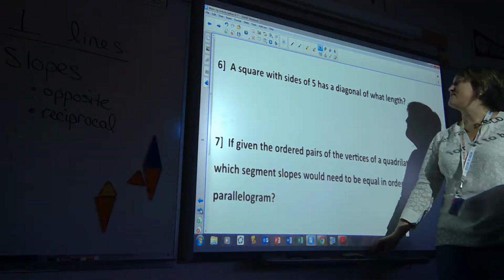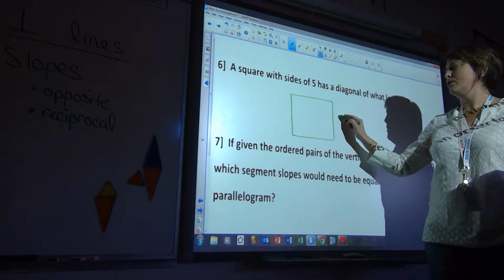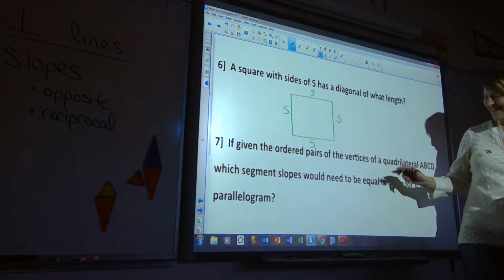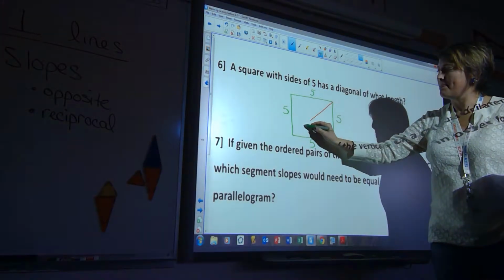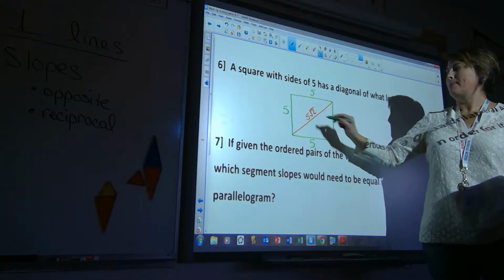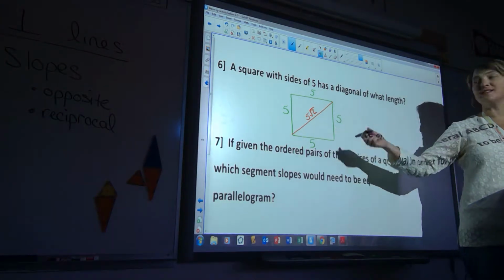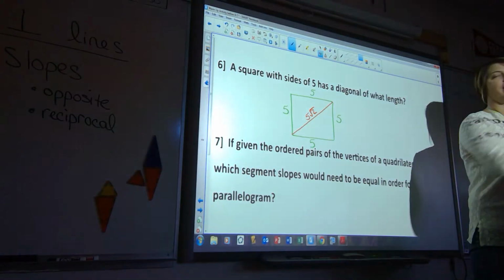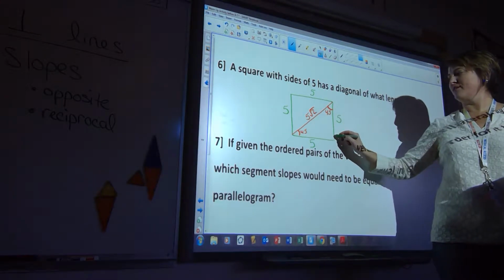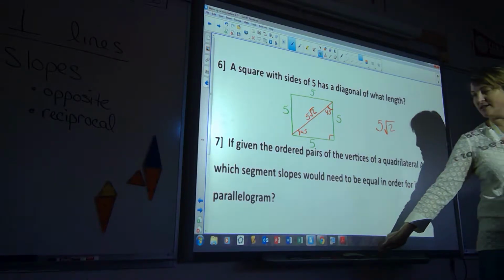A square with sides of 5 has a diagonal of what length? Oh, we really are having a case of the Fridays, aren't we? Let's find our diagonal. 5 root 3. Close. 5 root 2. How do we know that? What kind of triangle is this? This is a 45, 45, 90. Any triangle in a square is a 45, 45, 90. All right, you guys, these are the easy questions.